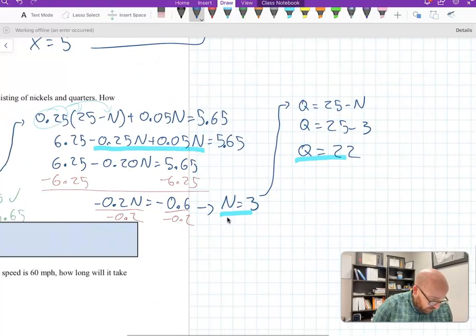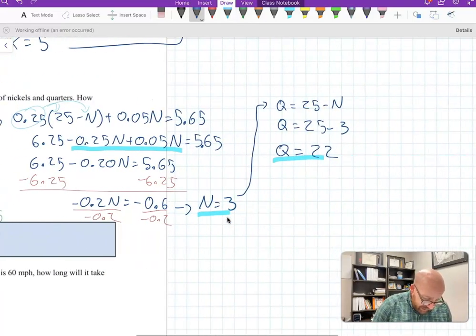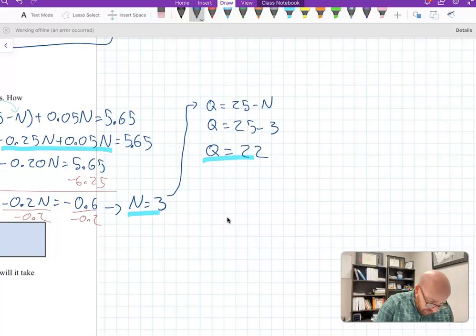So we'll come over here and write a nice little statement. How many of each type of coin did the cashier receive? She received 22 quarters and 3 nickels.